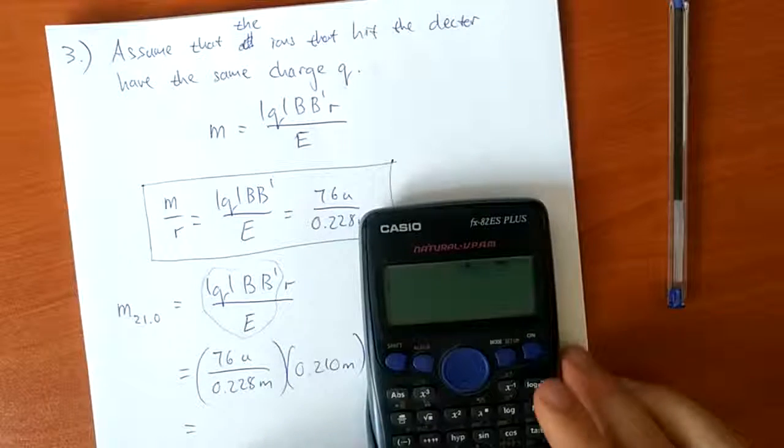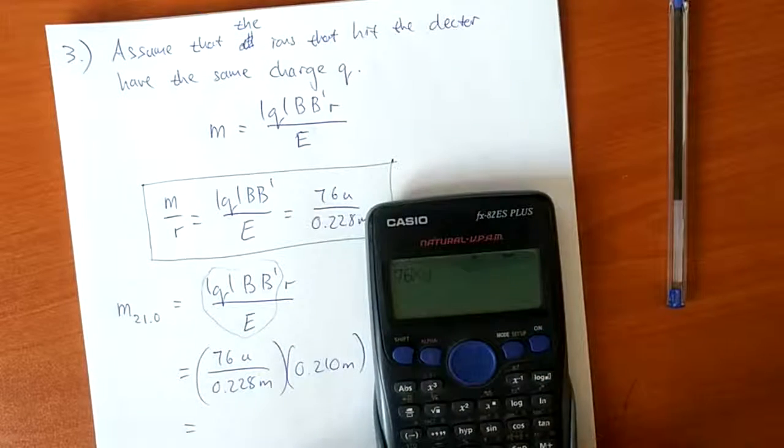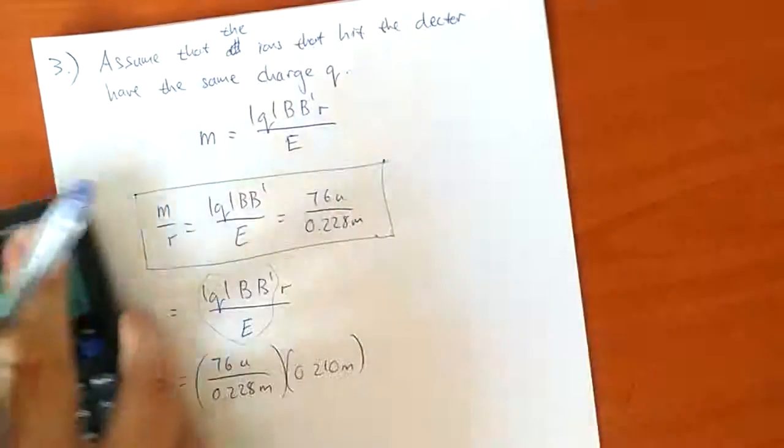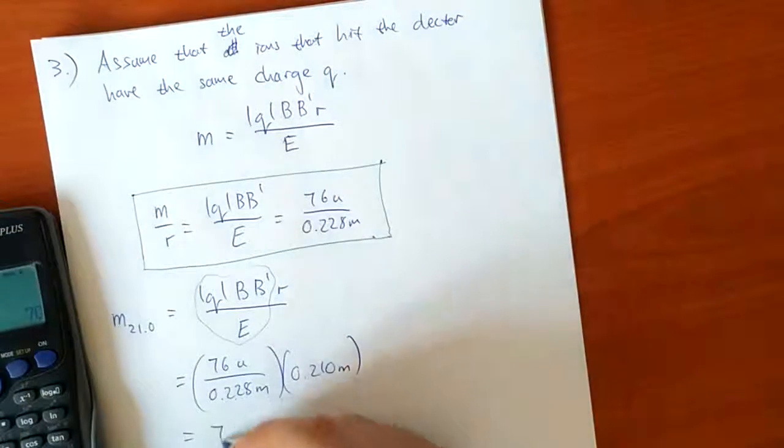Okay, so let's calculate this. It is 76 times 0.21 divided by 0.228. Okay, good, like 70. Nice. So it's 70 u.